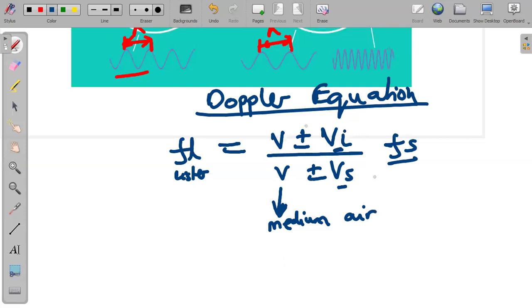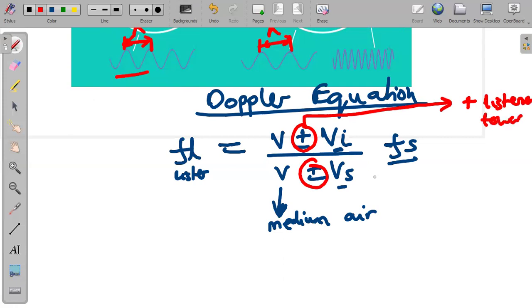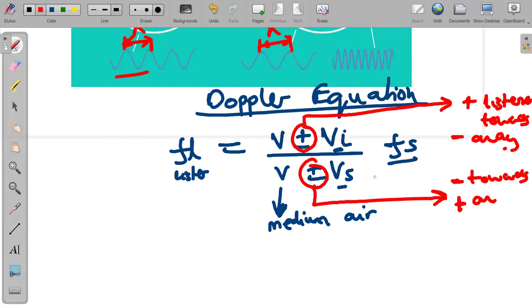When do we add and when do we subtract? That's the other critical thing to know, right? We have to understand that we shall add when the listener is moving towards the source. And when do we subtract? When the listener is moving away. That's when we subtract. How about the source? When do we add and when do we subtract? We subtract when the source is moving towards, and we add when the source is moving away.